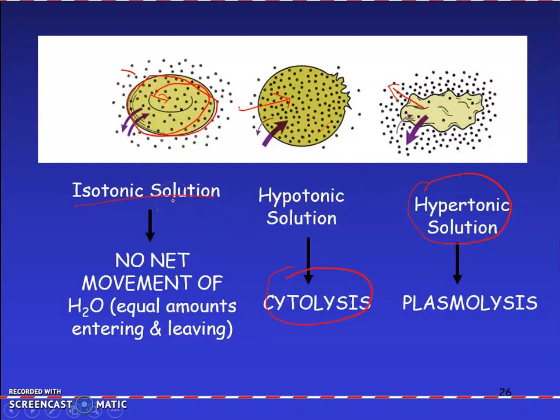So let's recap. In isotonic solution, nothing happens to the cell. In hypotonic solution, cytolysis happens, which means that due to the movement of water inside, the cell bursts. In hypertonic solution, the concentration of water is more inside the cell, so it moves from high water potential to low water potential, the water leaves the cell and the cell shrinks. That process is called plasmolysis, and that solution is called the hypertonic solution.